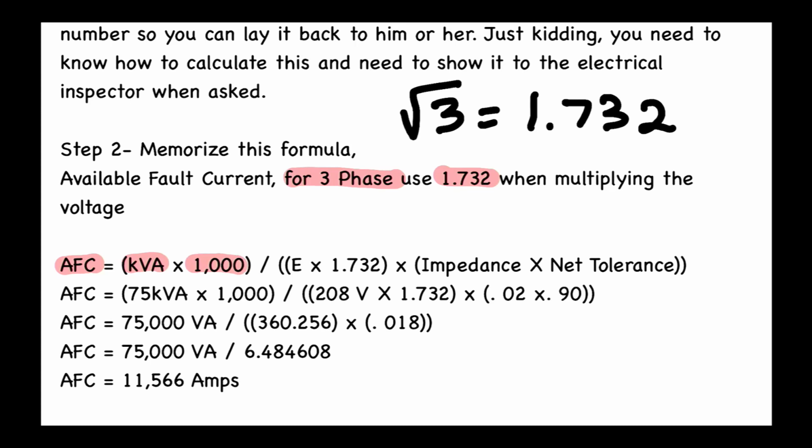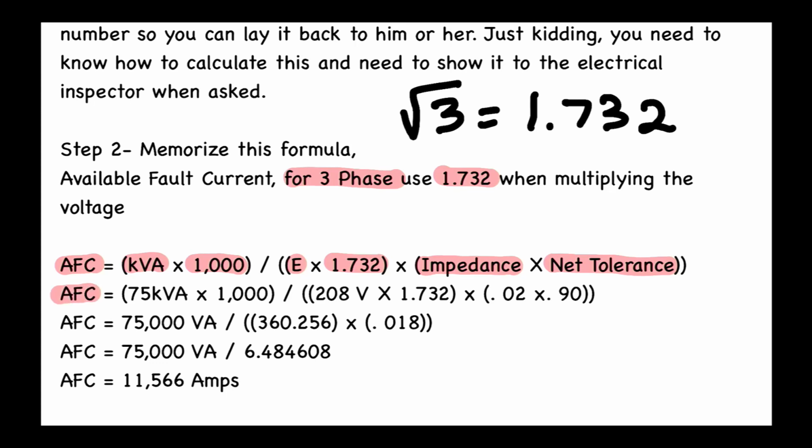Then we take the voltage on the secondary and multiply that by 1.732 because it's three-phase. Then we take the impedance that we were given and multiply it by something I'm going to call the net tolerance. Remember I said in the question that we're going to have a net tolerance of 10%, and we want that available fault current to be larger. And that's where that came from. All right, so let's continue.